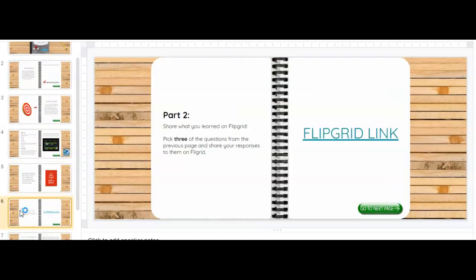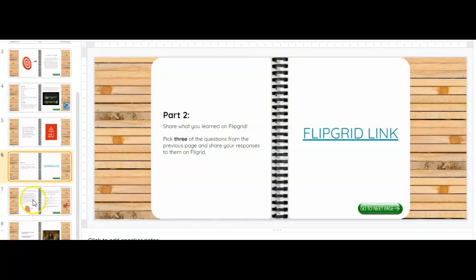Similarly to what you did last week, you are going to put this on Flipgrid, so you share so other students can learn from you.